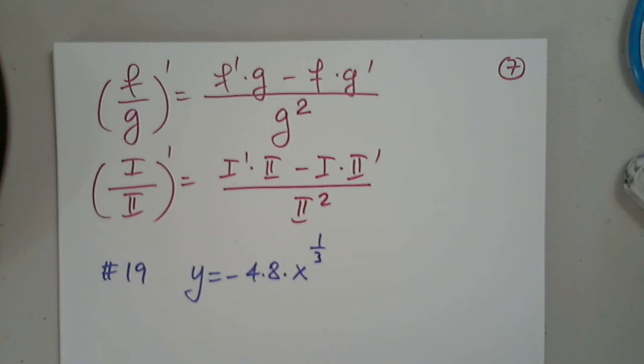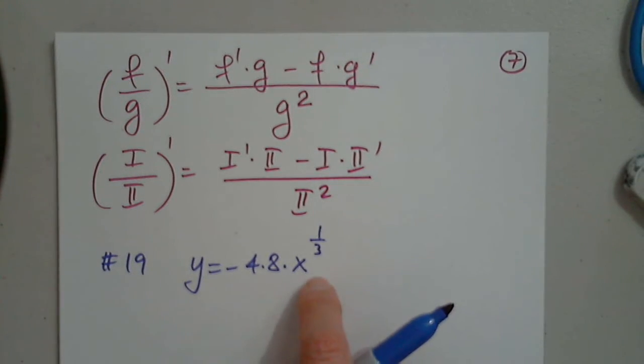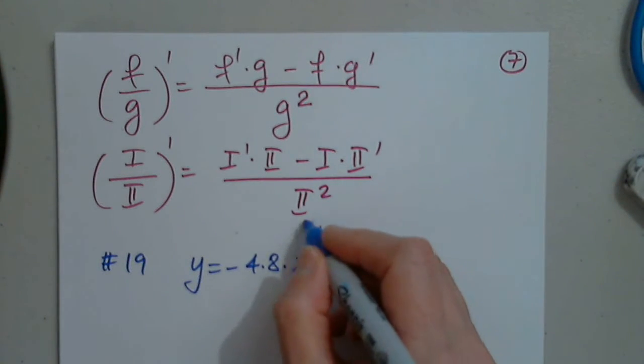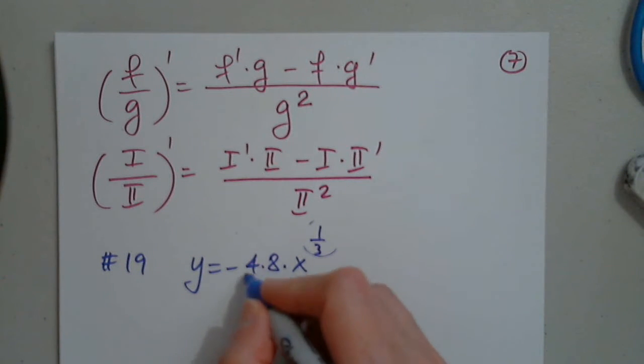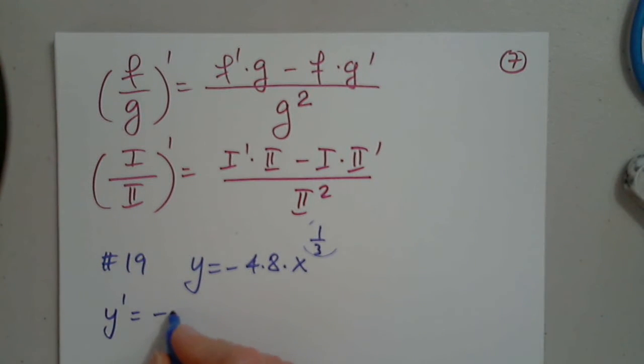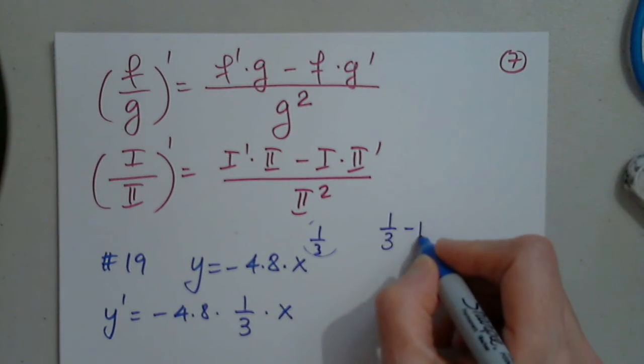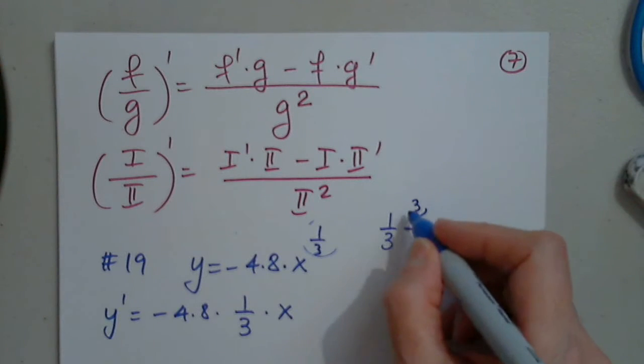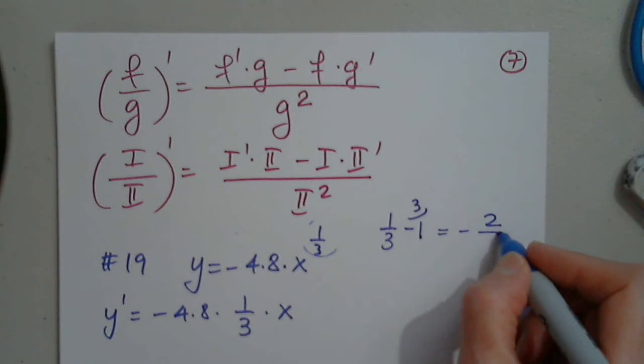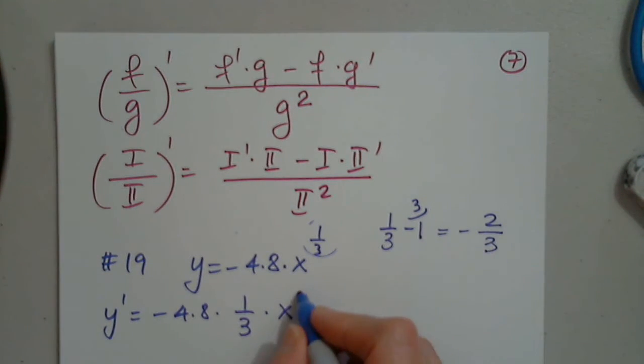Okay, I'm going to stop sharing. So this is a constant times a function. The power goes in front and multiplies this number. So y prime will be negative 4.8 times 1/3 times x. From 1/3, I subtract 1. Remember, we need a least common denominator, so it will be negative 2/3.